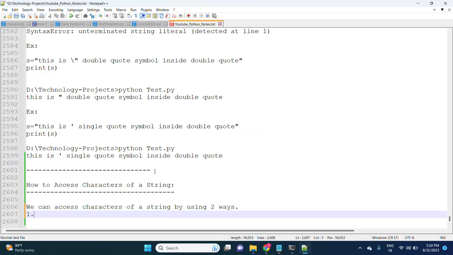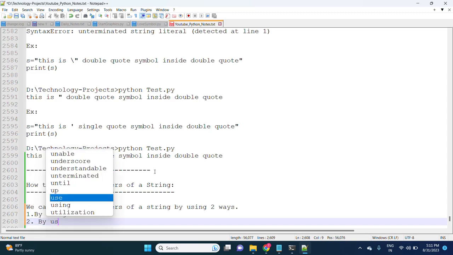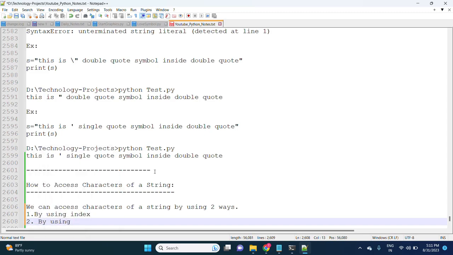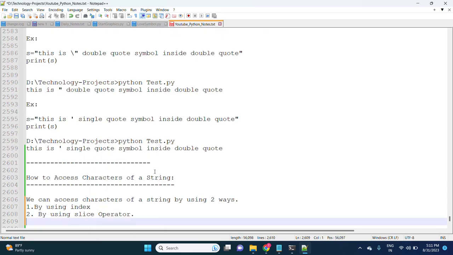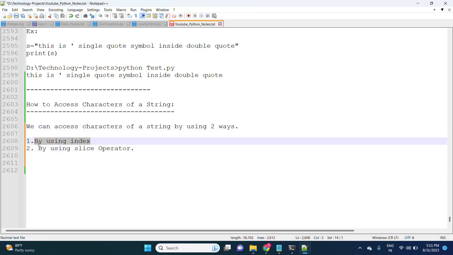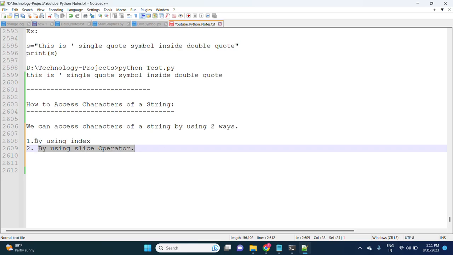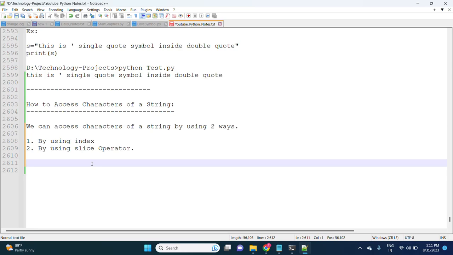One is by using index, and the second one is by using the slice operator. So we can access characters of a string by using two ways: by using index and by using the slice operator. First we will go for accessing characters by using the index operator.